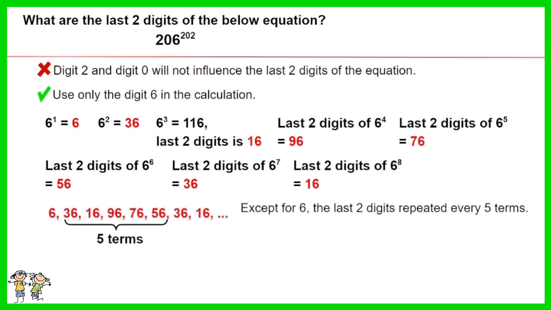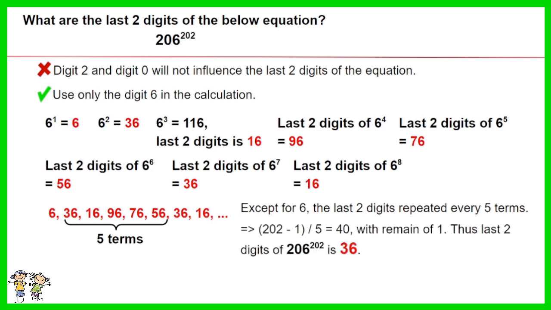You could see a pattern emerge for the last 2 digits. Except for the term 6, the last 2 digits repeat themselves every 5 terms. Given we are looking for the result of a power of 202, we deduct 1 from 202 to account for the first term, 6, then divide it by 5. The result is 40, with remainder of 1. Thus the last two digits of the equation is 36.